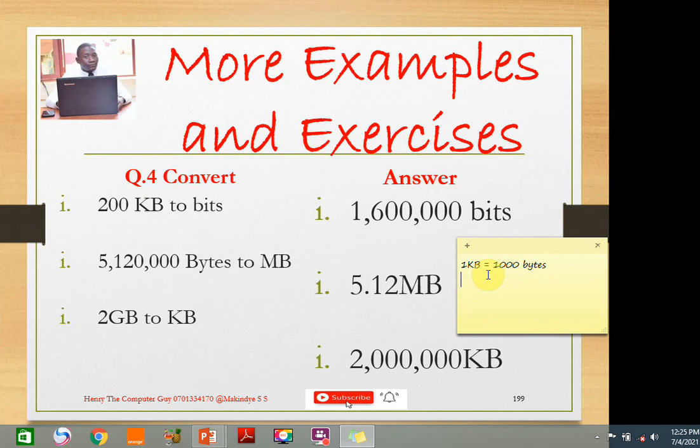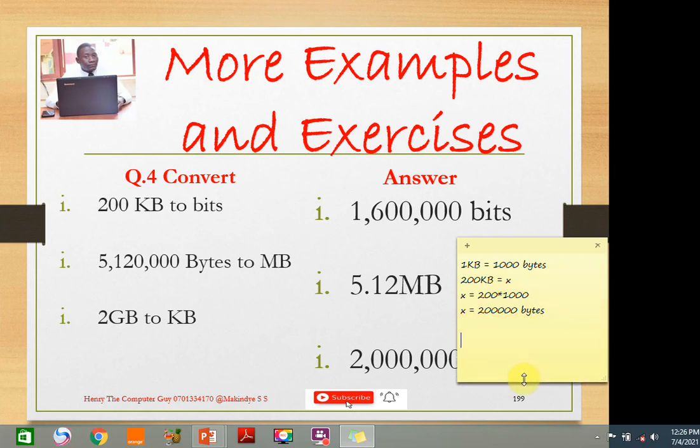Now, what about the 200 KBs? They will represent what we don't know, let's say X. We are going to cross multiply to get our x. So our x is going to be equal to 200 times 1000, giving us 200,000 bytes. But remember, these are not the ones we are looking for. So we continue.